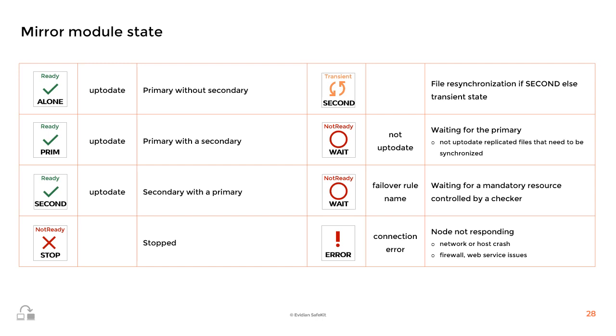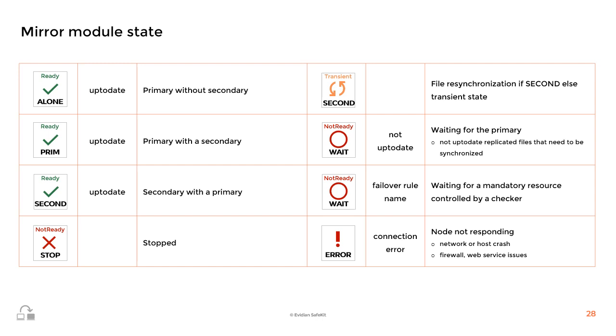The stop state means that the module is not running on the node. If the state is second and the color is orange, it means that the node is currently resynchronizing replicated folders. The failover is not possible in this state. When the state is wait, the color is red, and the message is not up to date, it means that the node is waiting for the start of the other node, as it does not have up-to-date data. If the state is wait, the color is red, and the message is a failover rule name, it means that the node is waiting for a mandatory resource controlled by a checker before starting.